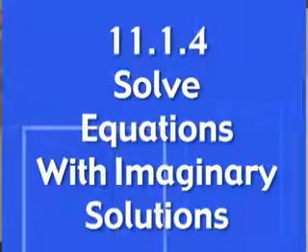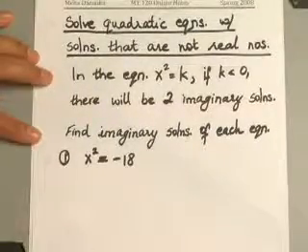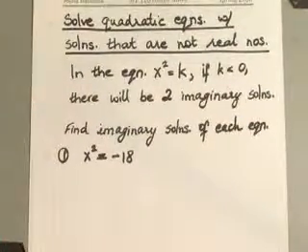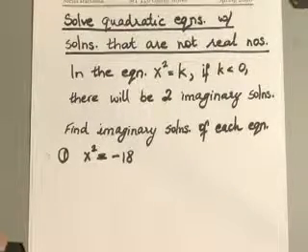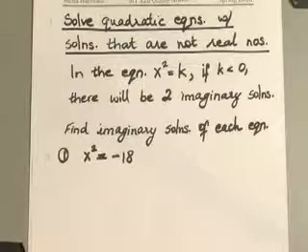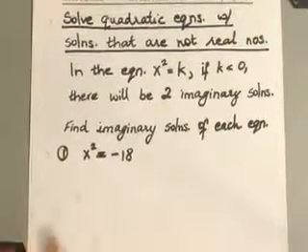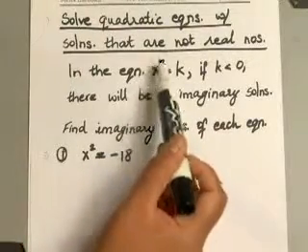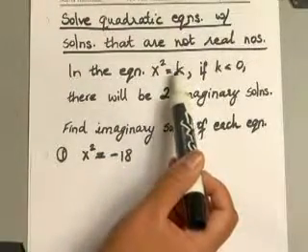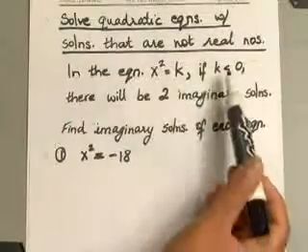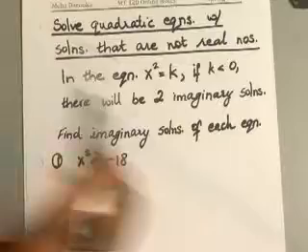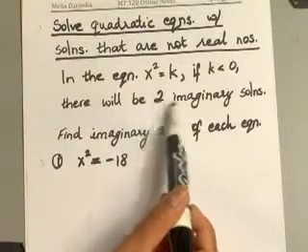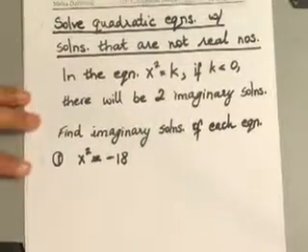Now for the next part of this section, I want to talk about solving quadratic equations with solutions that are not real numbers. So basically that means that you will end up with imaginary solutions. And when will that happen? When you have an equation of the form x squared equals k, but this time your k is not a positive number, it's a negative number. When k is less than 0, your solutions will be imaginary solutions.